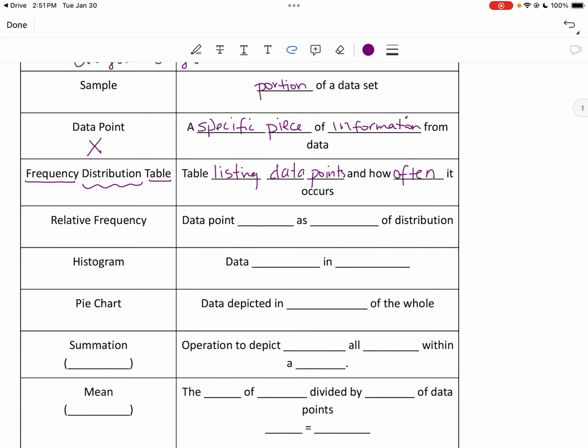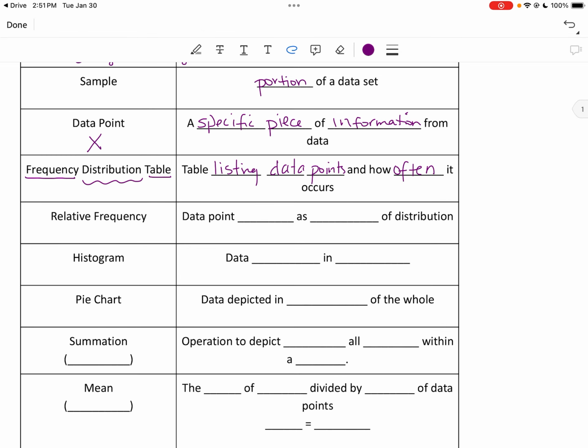Okay. Now, relative frequency, that's going to be a data point that's represented as a percent of a distribution. And so typically with relative frequencies, that's where we're finding the actual chance that you are that data point versus just the data point itself.